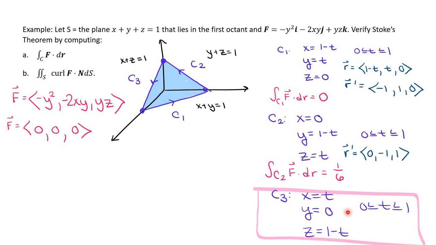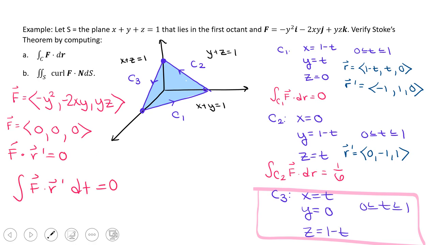Oh, this is kind of convenient. Look what happened here. Because y was 0, the first component of our vector field is 0. Well, the second component is 0, and the third one is 0. That's kind of nice. So my vector field just turns into 0 when y is 0, and it doesn't even matter what r prime is. If we take the dot product of this 0 vector with any vector, we get 0. And if we integrate 0, we're going to get 0. So at least the third one was a little bit faster.